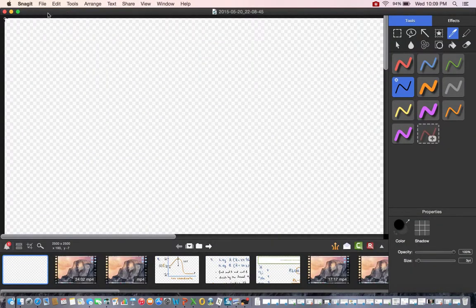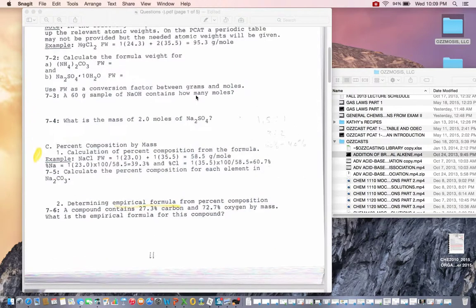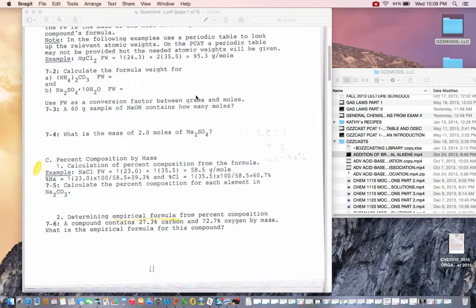All right, so I want to take a bit of time and talk about some fairly straightforward calculations that deal with percent composition and also empirical formula. So I want to go right to the source with the infamous Dr. Collins and see if we can break down some of the solutions in these exercise problems.